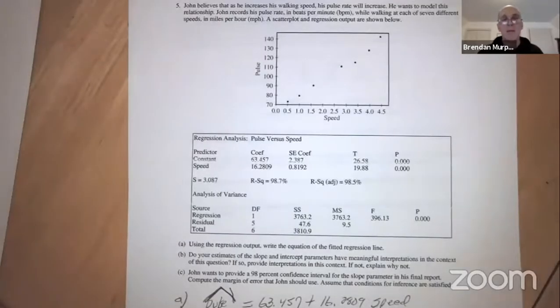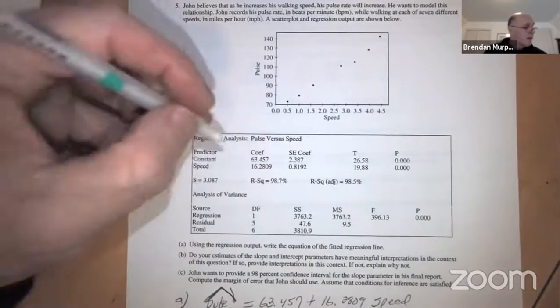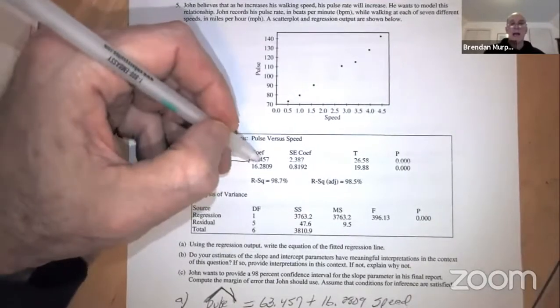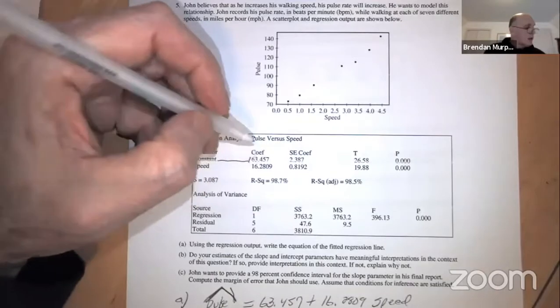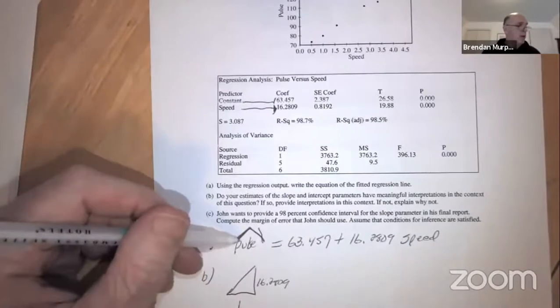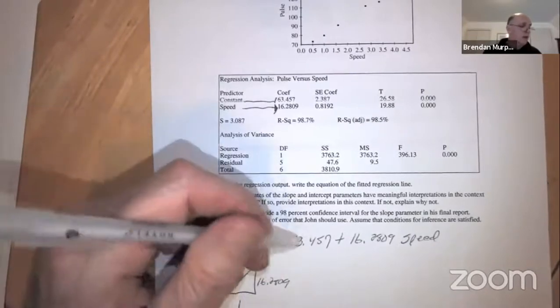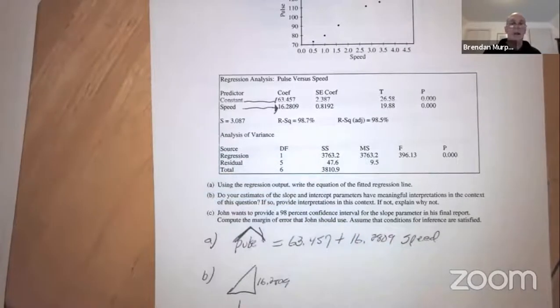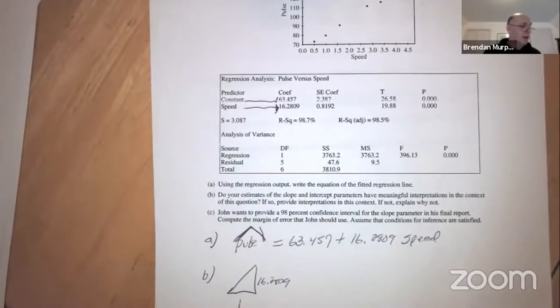So same problem. Part A, use the regression output, write the equation of the fitted regression line. So again, constant coefficient, there's my a value, speed coefficient, there's my b or my slope. And so down here quickly I said pulse hat equals 63.457 plus 16.2809 speed. There's my least squares regression line. They didn't ask me to identify the variables, but I would always do that.